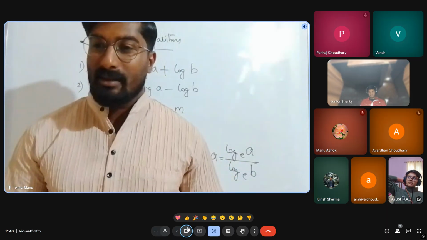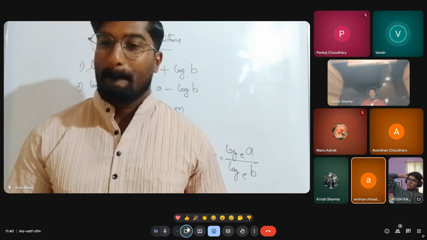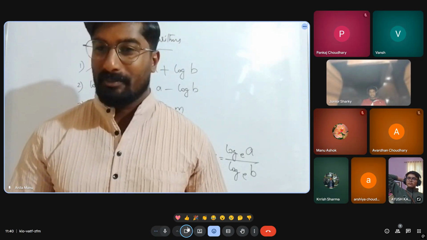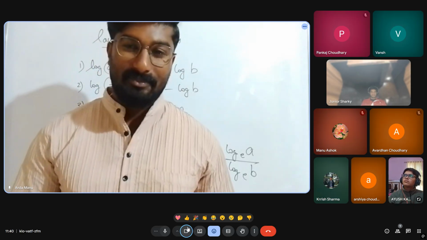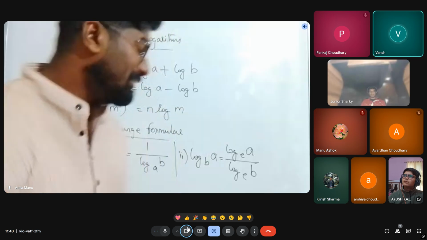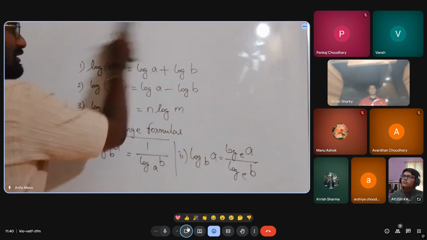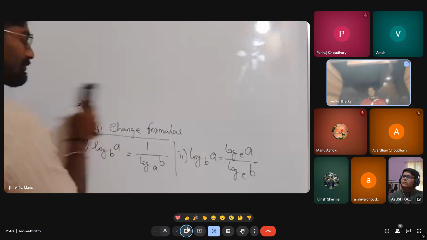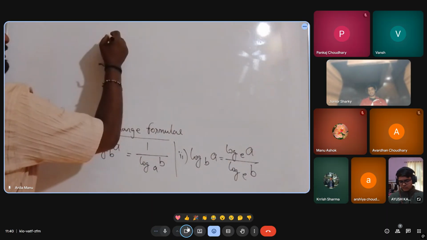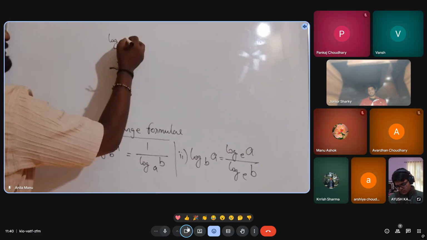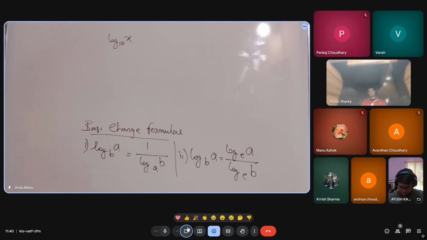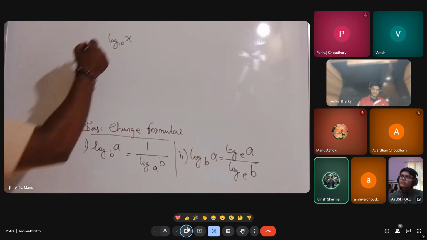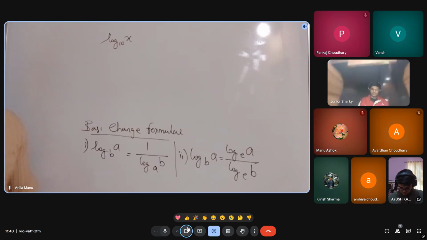What is derivative of log x? 1 by x. So you know how to differentiate log x, right? So I'll give you one question. All of you, please solve. Find the derivative of log x to the base 10.